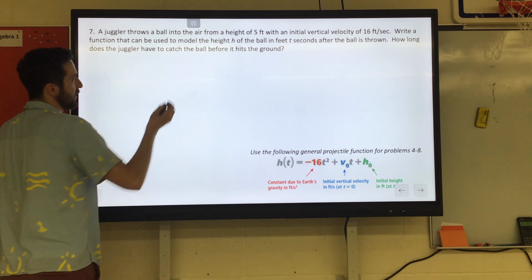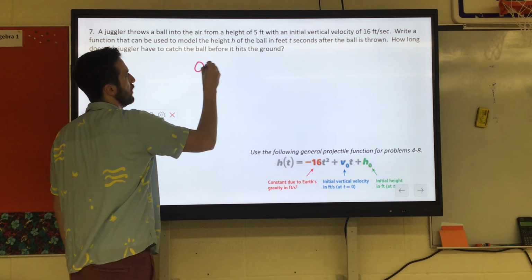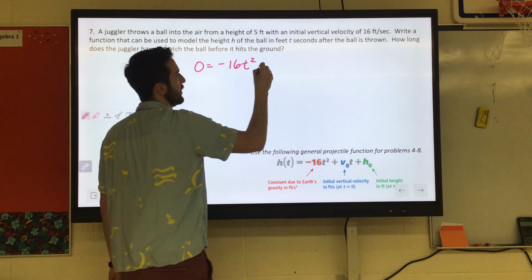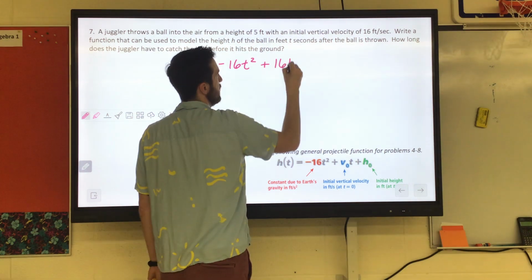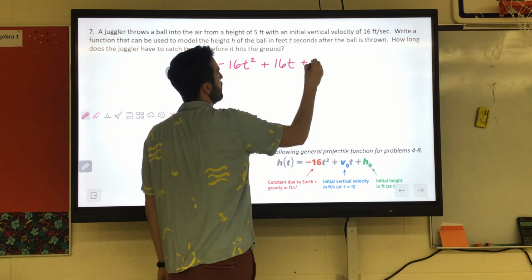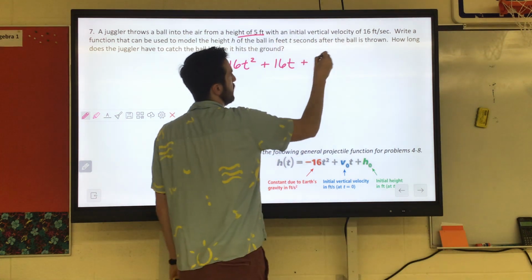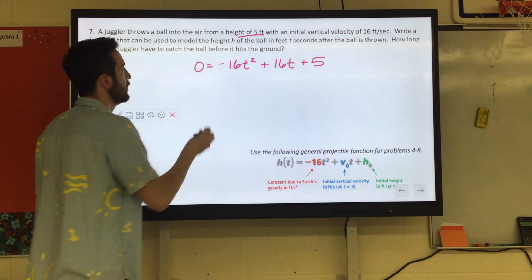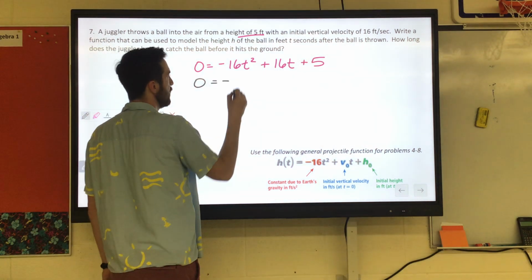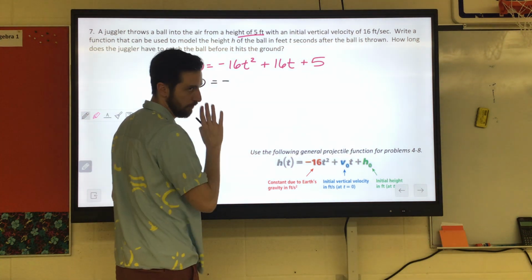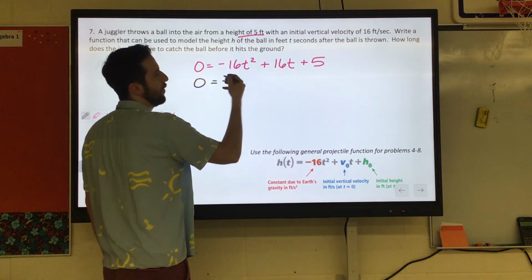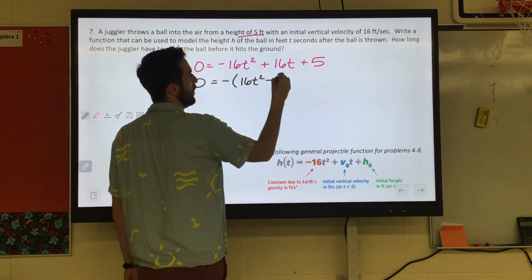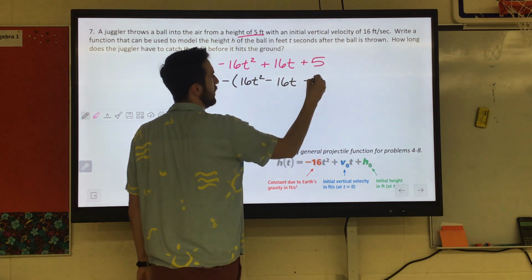So we want the height to equal 0. We got the negative 16t squared. Our velocity is 16, so plus 16t. And then plus our starting height is 5 feet. So here's our equation. We have to factor. I see the first term's negative, which it usually is. Always will be on these. Anything else in common? No. So we'll have positive 16t squared minus 16t minus 5.